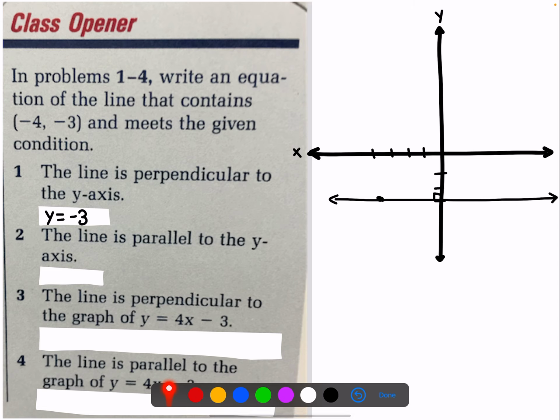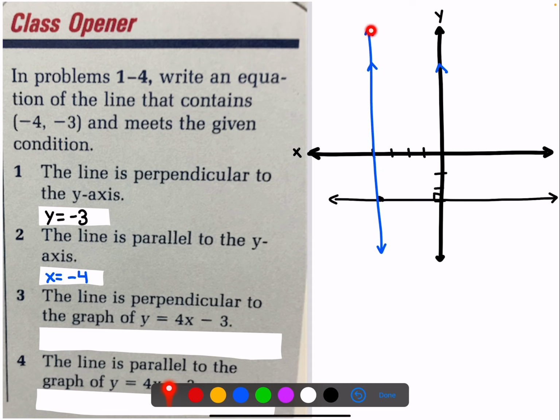Next, we want a line that is parallel to the y-axis that goes through the point -4, -3. If it's parallel, it's going to be a vertical line as well. It'll never touch the y-axis. So it needs to be a straight line going straight up right through this point. What that means is that it's going to create the line x equals -4.